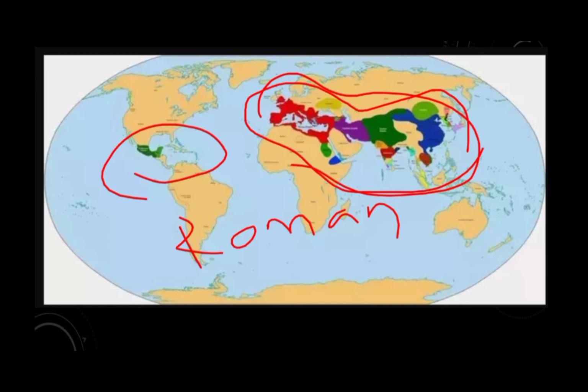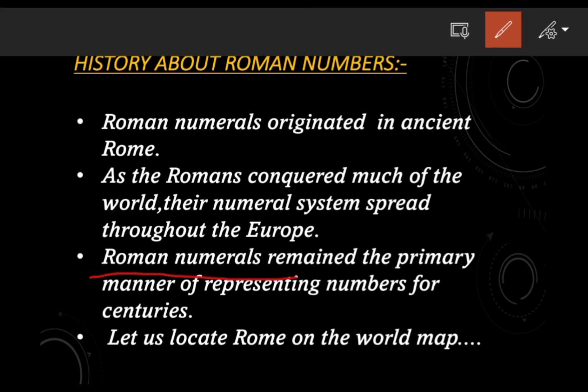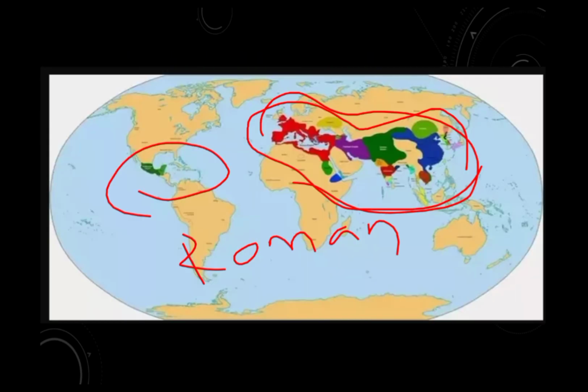They ruled for centuries. In all those centuries, it means hundreds of years, these people followed these things. See here, Roman numerals remained the primary manner of representing numbers for centuries. It means this is a major one. This is the first one which is used to write numbers. For hundreds of years, it was followed by many people in many countries. Okay, right. Let's get into the next slide.